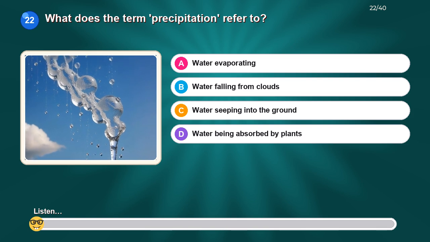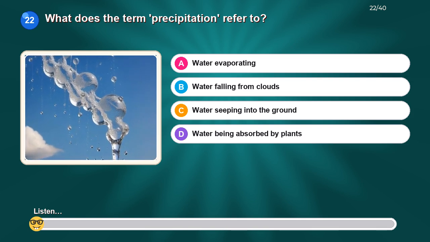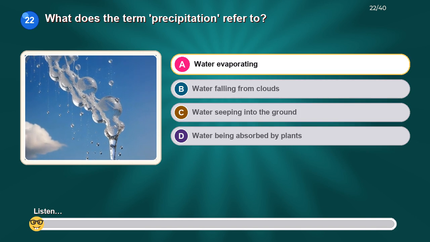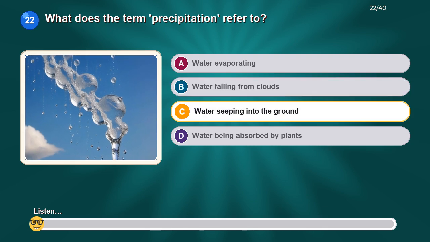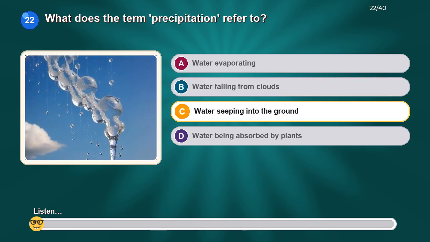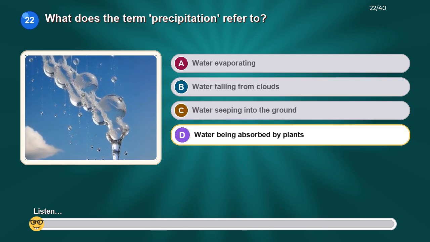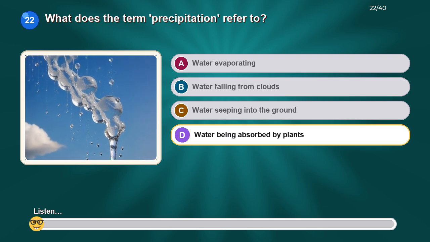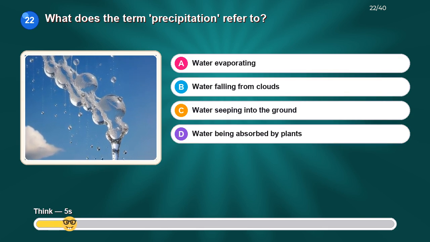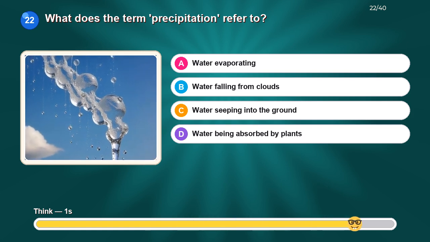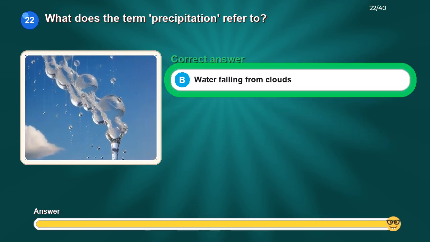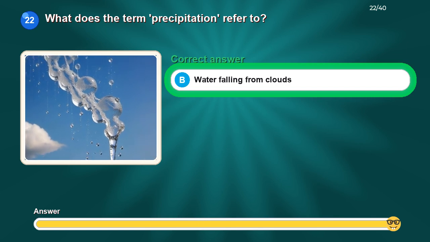What does the term precipitation refer to? Option A, water evaporating. Option B, water falling from clouds. Option C, water seeping into the ground. Option D, water being absorbed by plants. The correct answer is water falling from clouds.